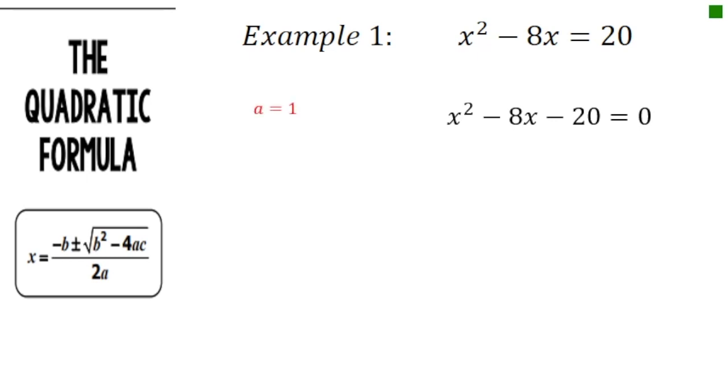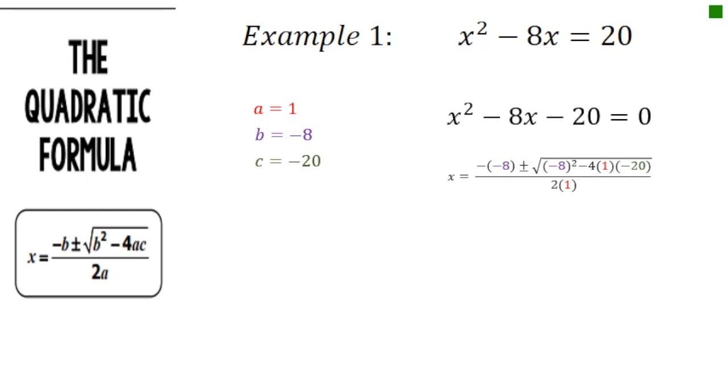B is -8. And C is -20. Okay? Using the colors again so you can go ahead and plug them in. So here is how it looks when you plug it in. You get negative parentheses -8 plus or minus the square root of -8 squared minus 4 times 1 times -20 over 2 times 1. Pause it here if you need to copy this down.